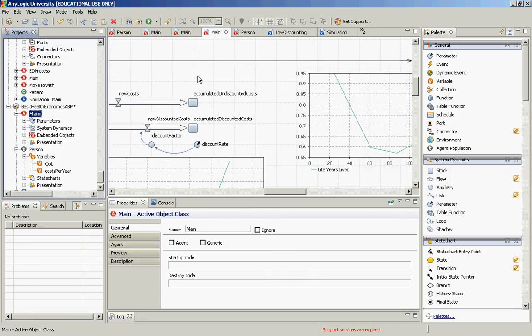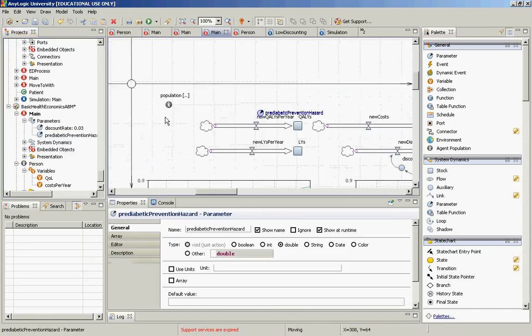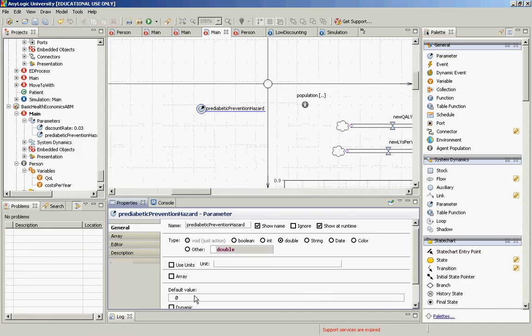So we have now a prediabetes prevention hazard here, which will be a parameter in addition to the discount rate parameter. Discount rate parameter, I think, was down here. I kind of like to put them together, but I'll put it over here. Okay, there we go. Prediabetes prevention hazard, and I'm going to set it to be by default 0. We'll allow for interventions which do set it.